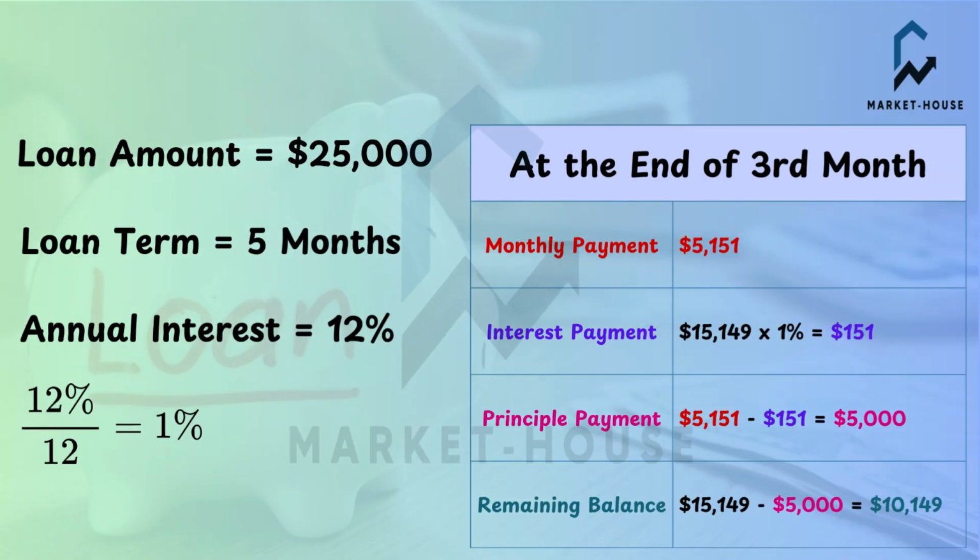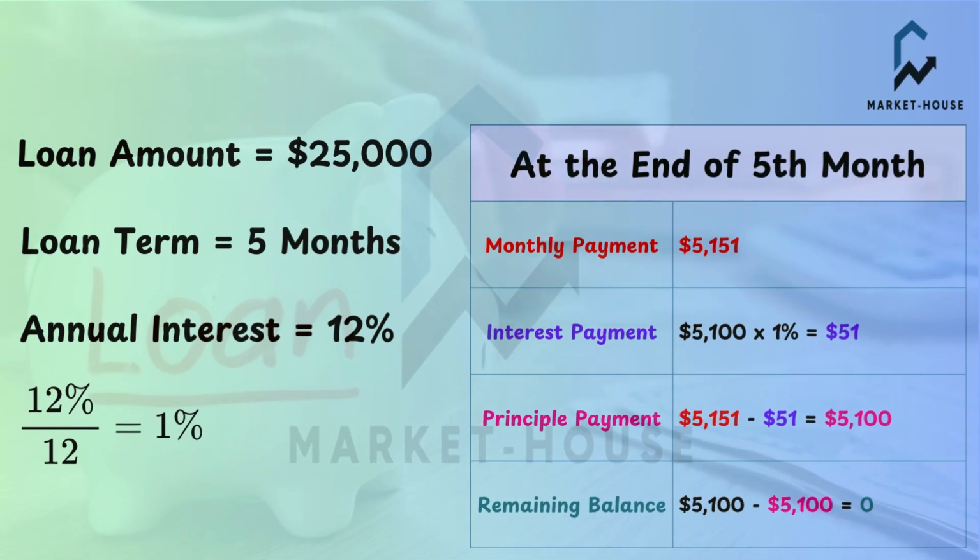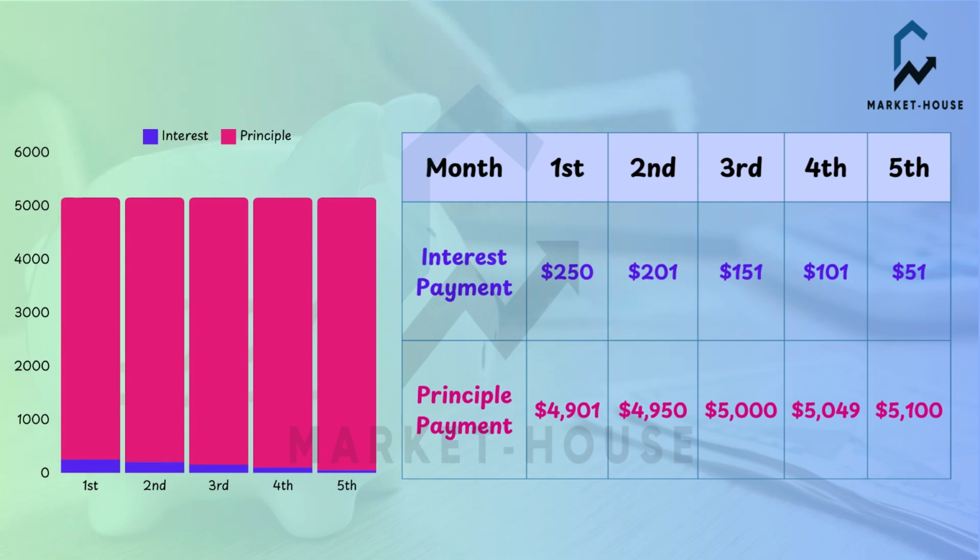You continue paying $5,151 every month until the end of the 5th month, when you'll have fully paid off the loan plus interest. Notice how, with every payment, your balance shrinks, and more of your payment goes toward principal instead of interest.